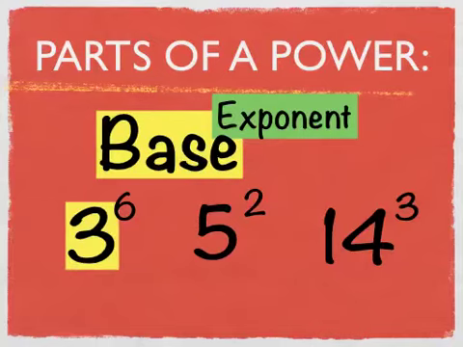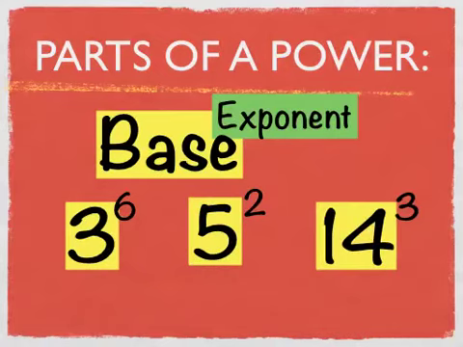In 5 squared, our base would be 5. And in 14 cubed, our base would be 14. And then the exponents would be 6, 2, and 3. You should already know the parts of a power, but that was just a quick review so that you know what I'm talking about when I say base and then what I'm talking about when I say exponent.